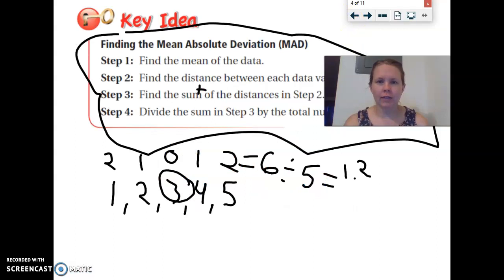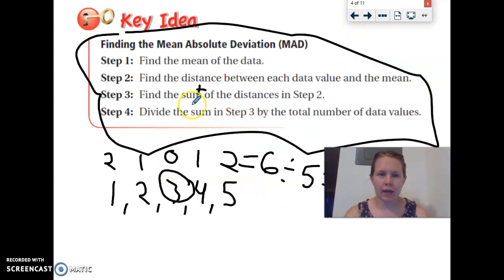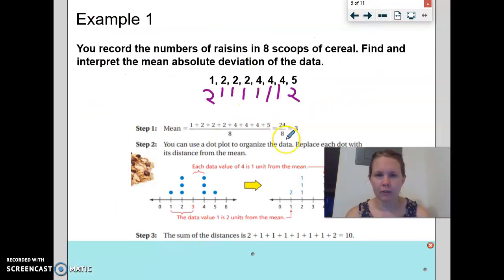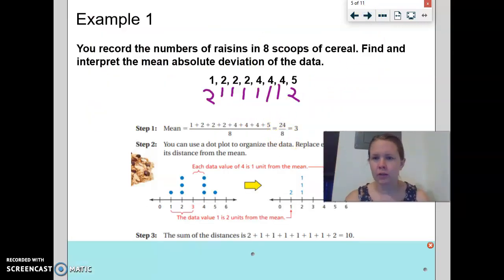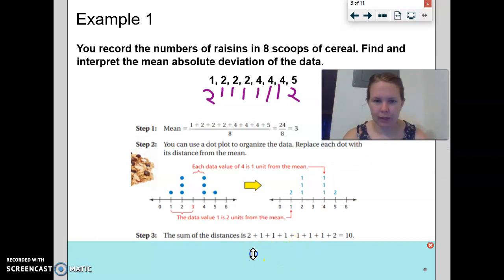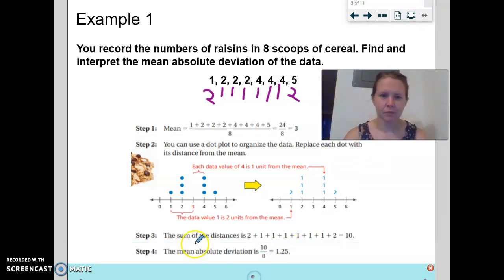And then your last step is to divide the sum in step 3 by the total number of data values. So again, there were still 8 values. We're still going to divide it by 8. So we're taking 10 divided by 8 this time.